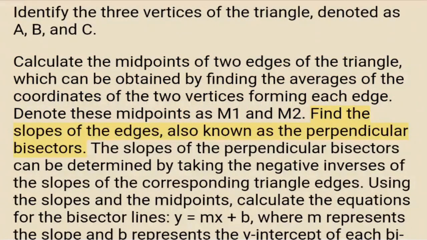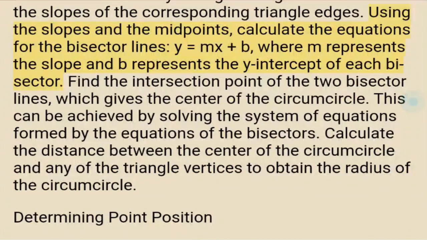Find the slopes of the perpendicular bisectors. The slopes of the perpendicular bisectors can be determined by taking the negative inverses of the slopes of the corresponding triangle edges. Using the slopes and the midpoints, calculate the equations for the bisector lines, y equals mx plus b, where m represents the slope and b represents the y-intercept of each bisector.